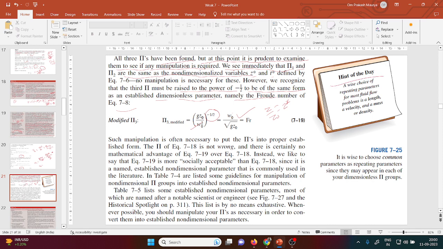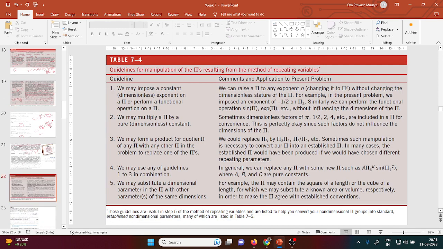So the hint of the day, what is written? A wise choice of the repeating parameters for most fluid flow problems is length, velocity and mass, and you can also take the density, no problem. So this is the whole concept behind choosing the pi's. Guidelines for manipulating the pi's, you can take a screenshot, no problem.